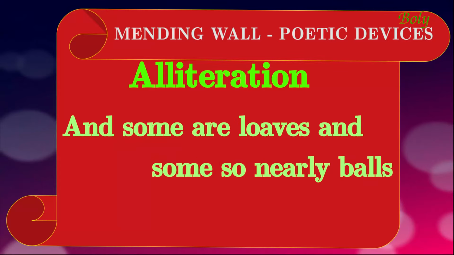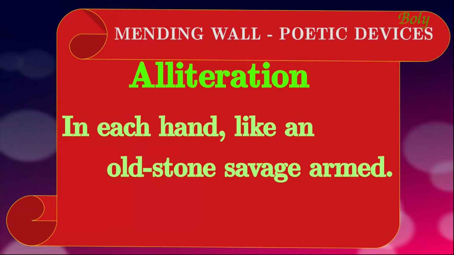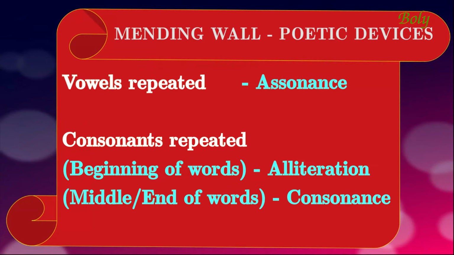And some are loaves and some so nearly balls, but some so. The S sound is repeated, and so it is alliteration. Again, another example is, in each hand like an old stone savage armed. Stone savage, the S sound is repeated. Again an example for alliteration. Poetic devices, assonance, consonance, and alliteration are mainly used to give a rhythm to the line by repeating the same sound. In an assonance, the vowel sound is repeated, while in consonance and alliteration, the consonant sounds are repeated.